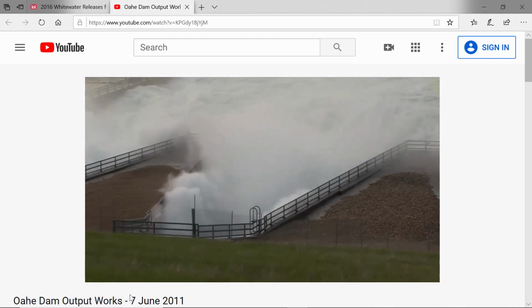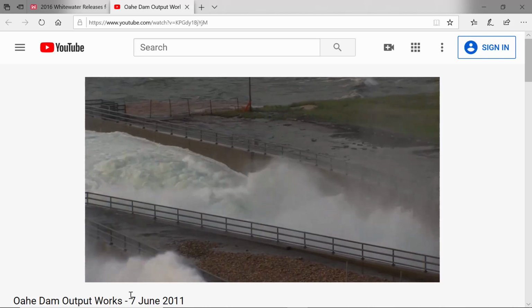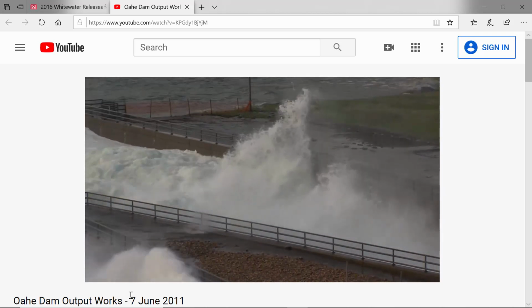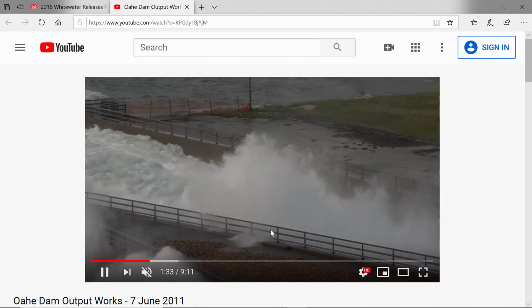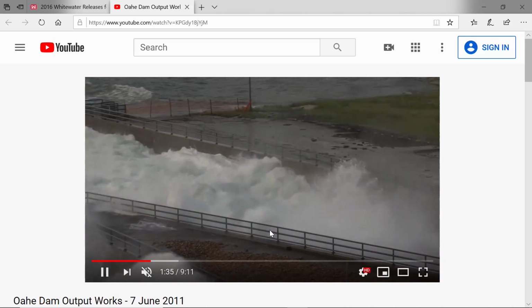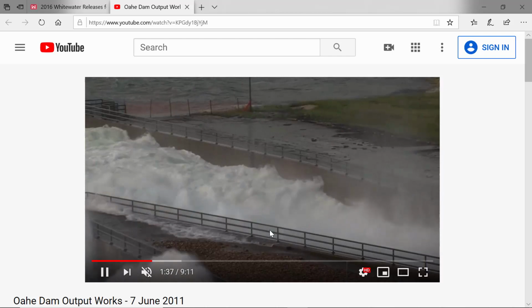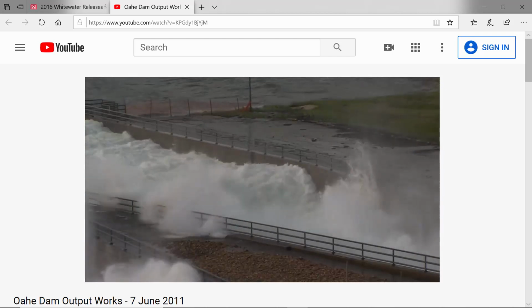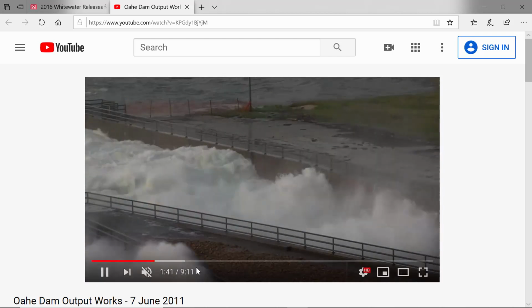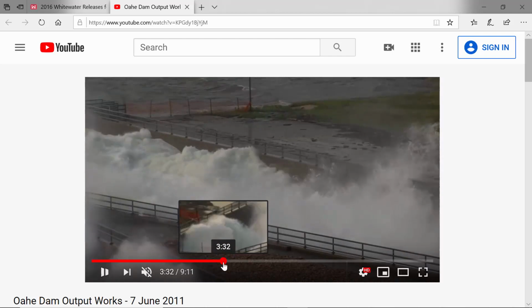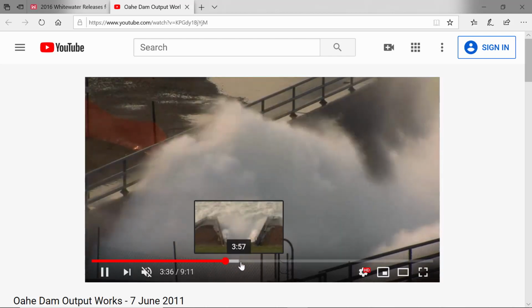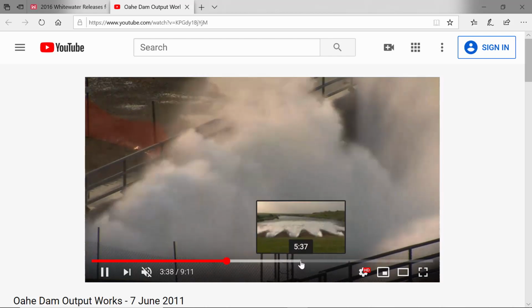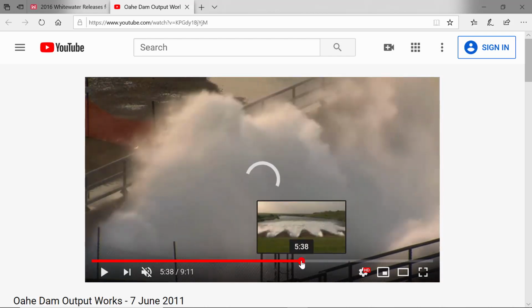So you can see it's very vigorous. There's a lot of turbulence. You maybe wouldn't want to hop in here unless you had a life jacket on. Then it'd be fine. Okay, let me skip ahead. So it gives you an idea that the water is moving quickly, and this was round the clock.